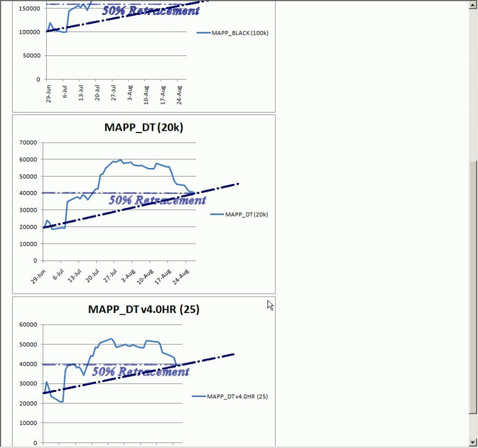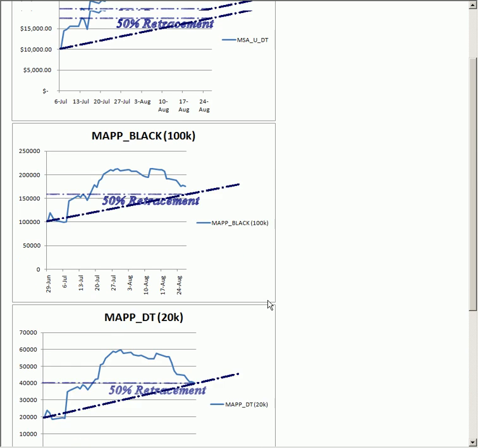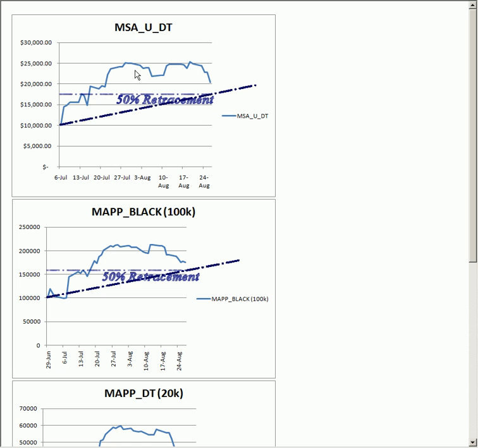Version 4.0 HR right at its 50% mark. Beautiful opportunities to get involved in these portfolios. And there, of course, is the MSAUDT channeling right here around $5,000 from $20,000 to $25,000 in profit. It's going to be a great opportunity to get in here for the blast higher.